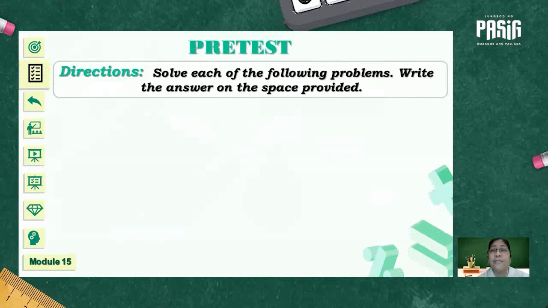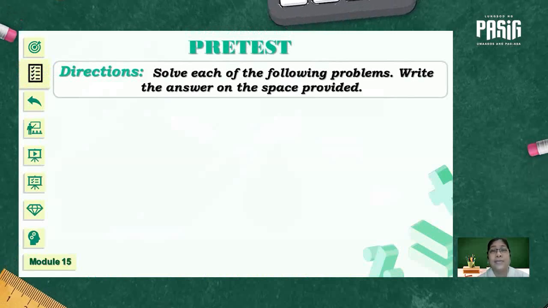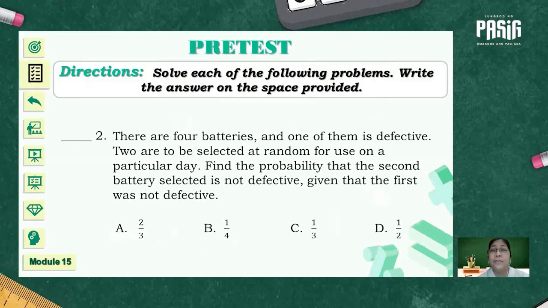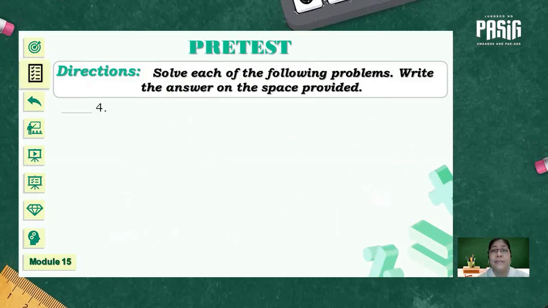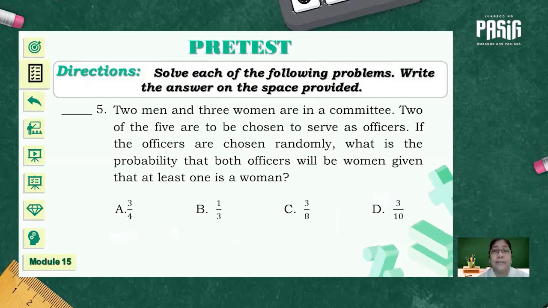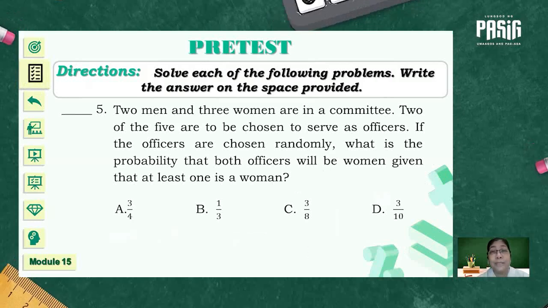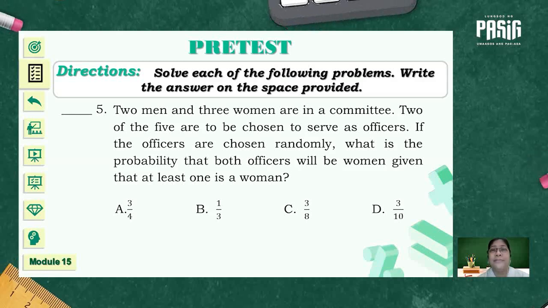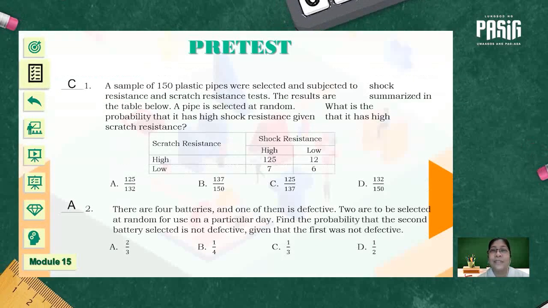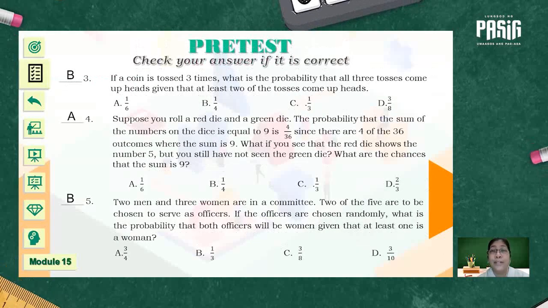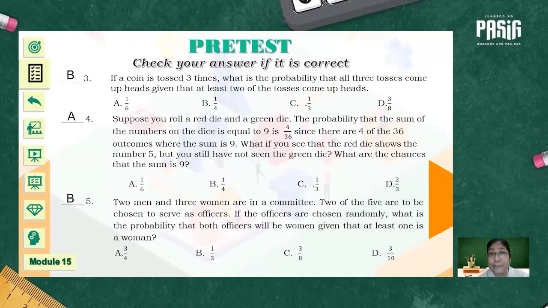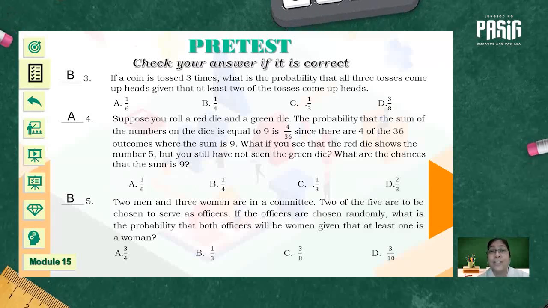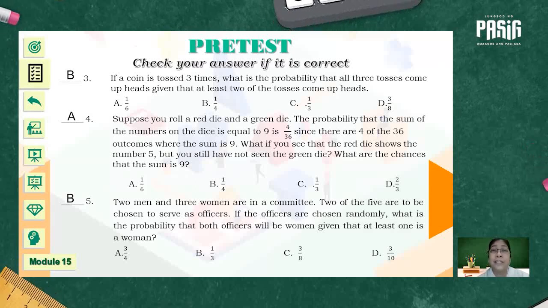I would like you to solve each of the following problems and write the answer on the space provided, for number 1, number 2, number 3, number 4, and number 5. You can always pause and play this video if you need more time in answering the problem. Now let's check if your answer is correct. For numbers 1 and 2, for numbers 3 to 5. Did you get a perfect score? It's okay if not, but you have to listen to the discussion of conditional probability.